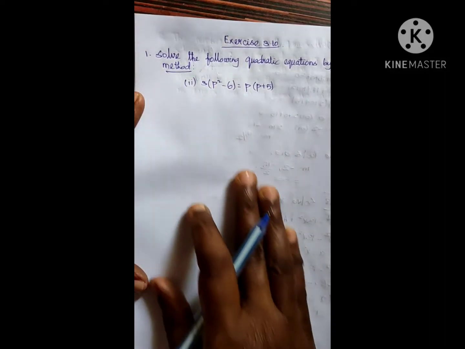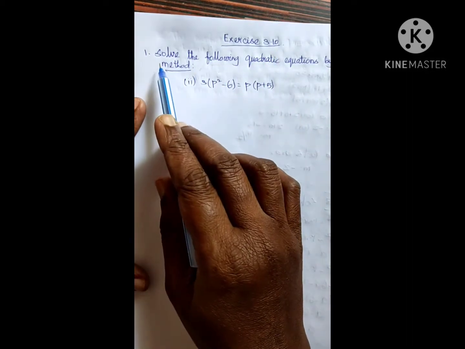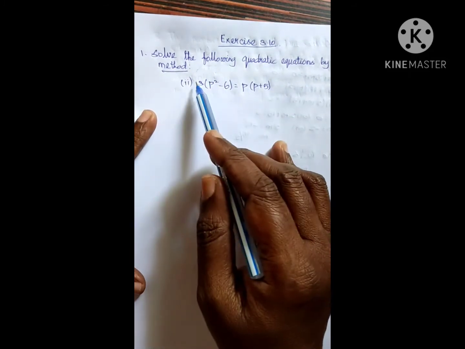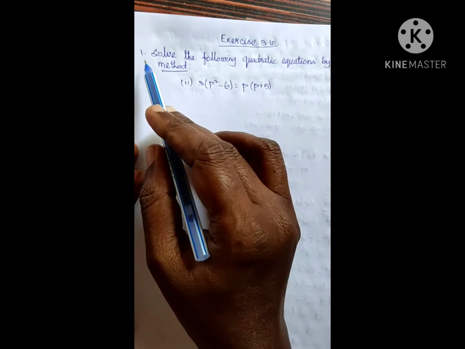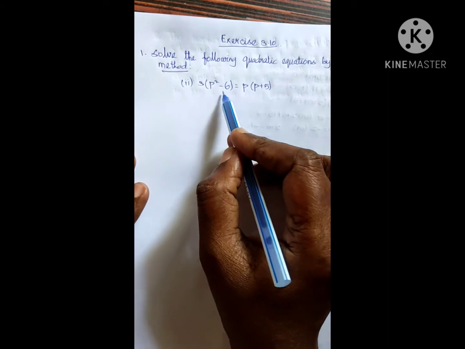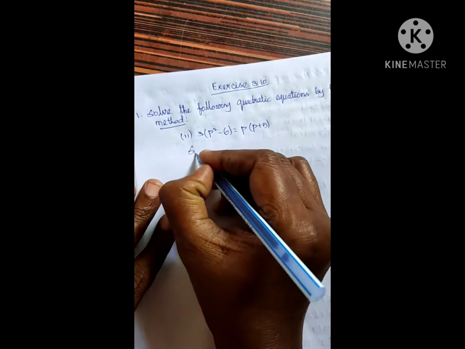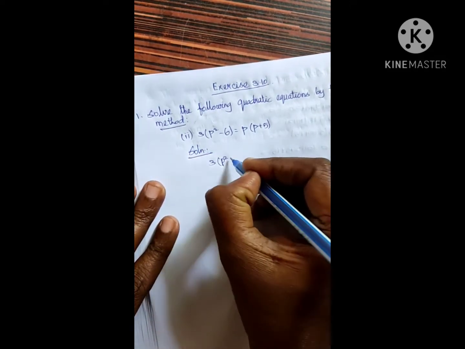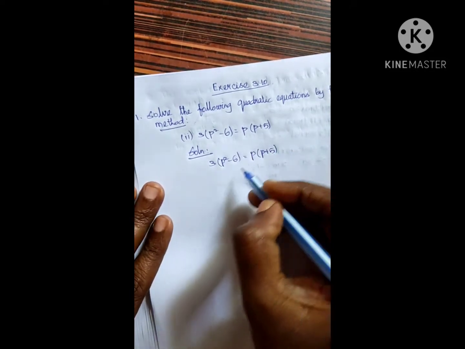Dear children, now we are going to see the problems in exercise 3.10. The first question: solve the following quadratic equations by factorization method. The second problem in the first question is 3 into p square minus 6 equal to p into p plus 5.